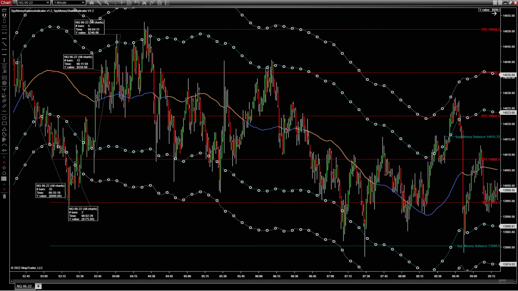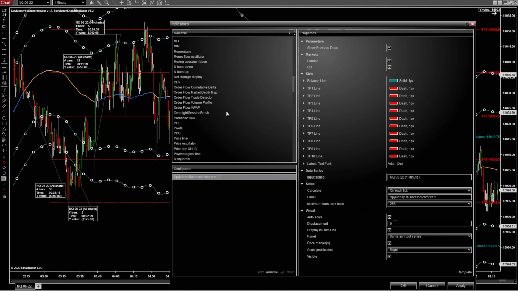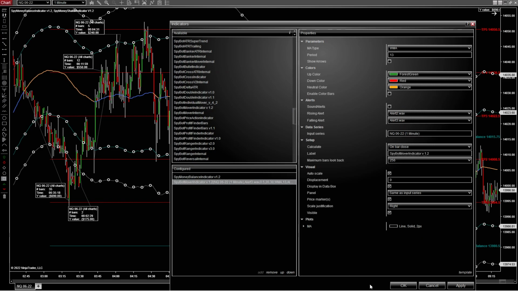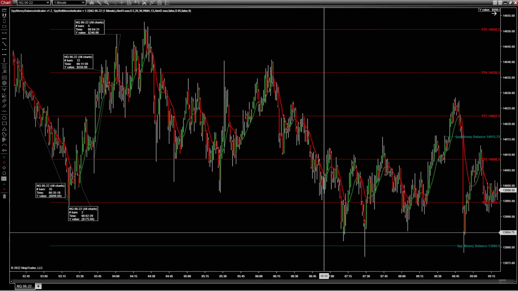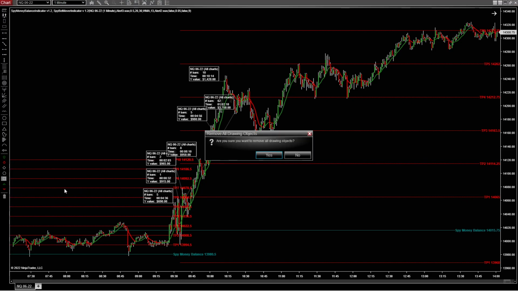You can also use it on the mover. The mover works really well. We'll show you that. I think the balance works good by itself, but if you have something else that will show the direction, it'll actually help you out. So let's get rid of some of these.